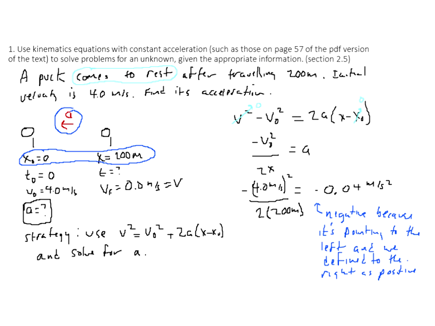So there's our negative vector. There's our negative sign. So that's a sample of the problem type dealing with number 1.